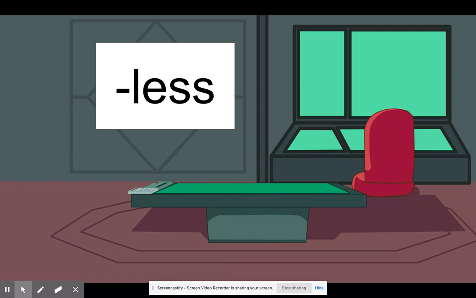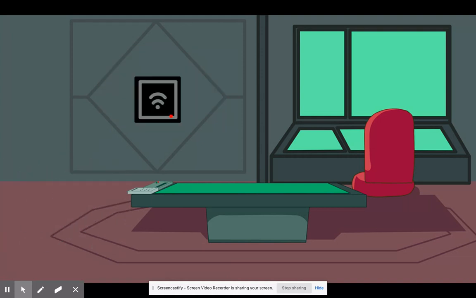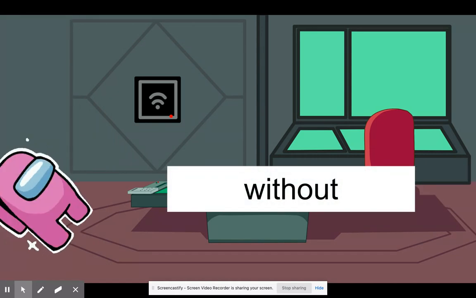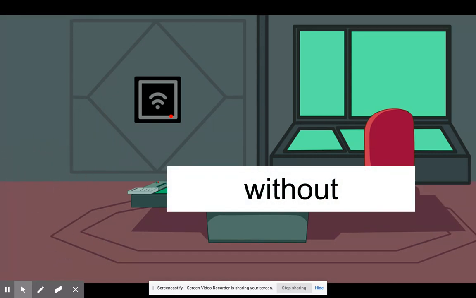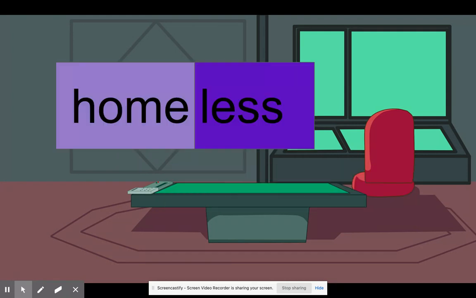Less, and we had this on our suffix poster, means without. Less means without. That's easy. That makes sense. So here we have homeless. We know what a home is. It's a place where we live. We know less means without, so homeless means without a home.